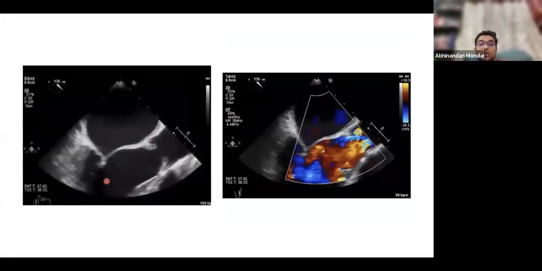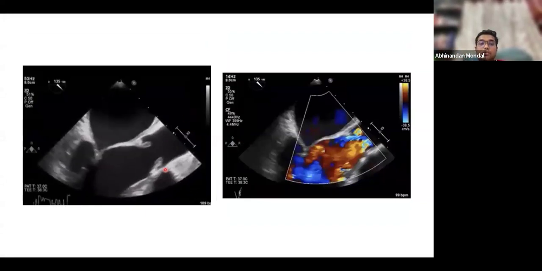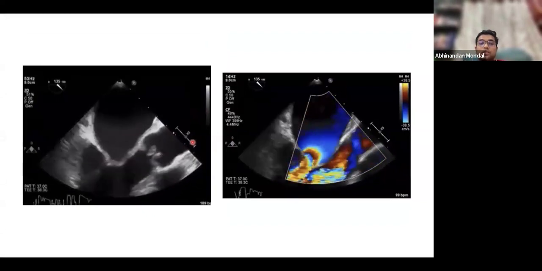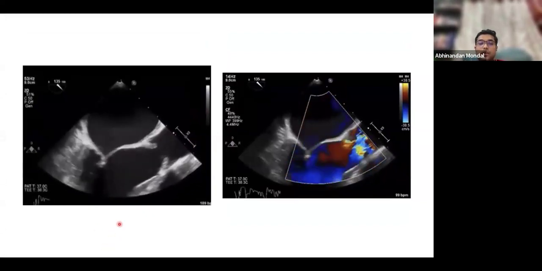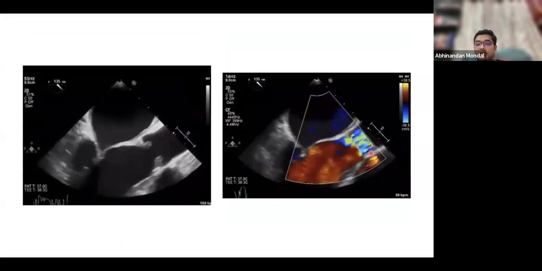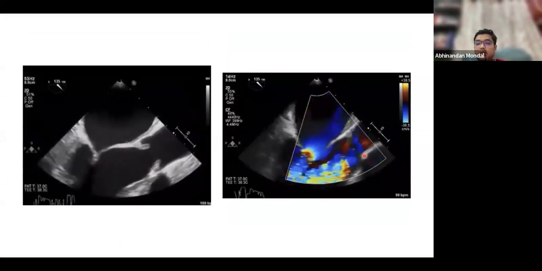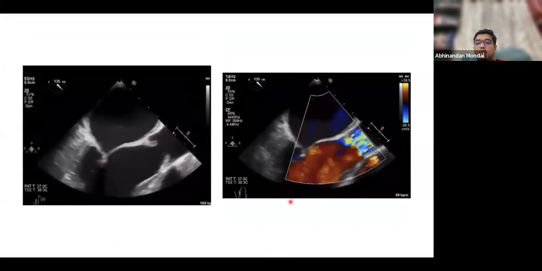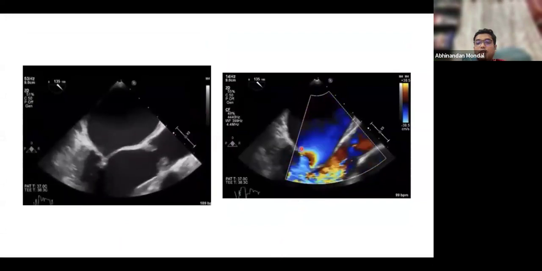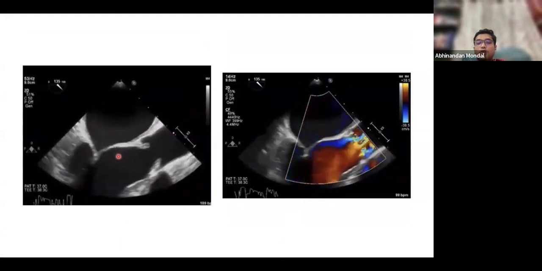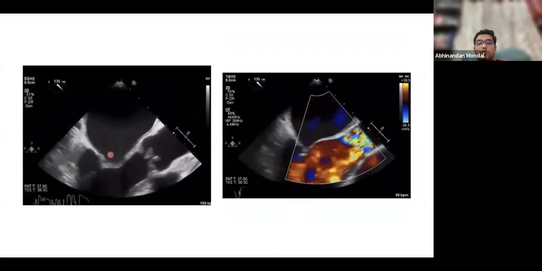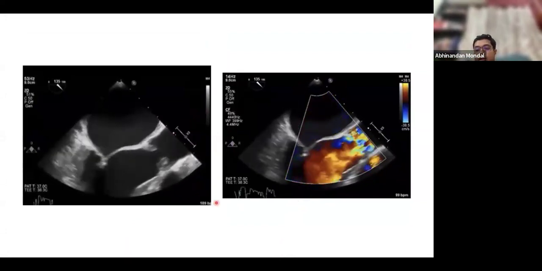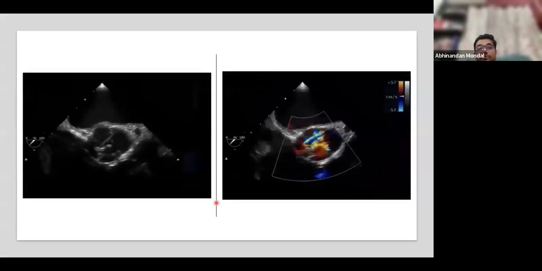Here you can see the clear coaptation gap between your aortic valve leaflet. It is thickened. There is a severe AR. And there is a formation of PISA as well in your mitral valve that you can see over here. So there is a doming of your mitral valve leaflet as well. So you are dealing with a rheumatic aortic regurgitation along with rheumatic mitral stenosis.